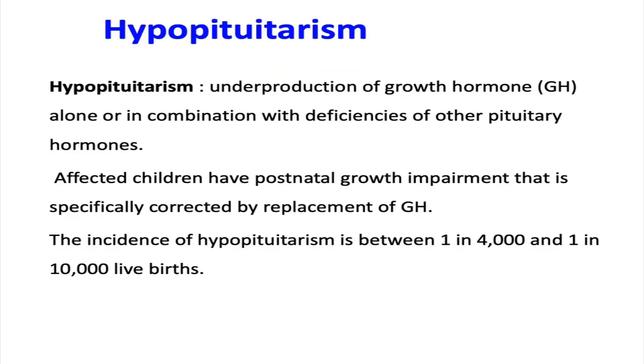Hypopituitarism means underproduction of growth hormone, alone or in combination with deficiency of other pituitary hormones, that is to say anterior pituitary hormones. Affected children have postnatal growth impairment that is specifically corrected by replacement of growth hormone. The incidence of hypopituitarism is between 1 in 4,000 to 1 in 10,000 live births.